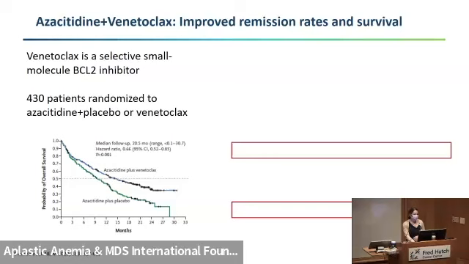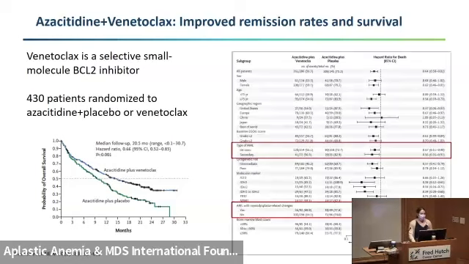So what about azacitidine and venetoclax? This in AML improved remission rates and survival. Venetoclax is a small molecule BCL2 inhibitor. And this was the sort of foundational trial in leukemia where 430 patients who were elderly or had comorbidities with leukemia. This included patients who had secondary disease, who transformed out of MDS or MPN, were randomized to azacitidine, we talked about, with venetoclax, that's a hypomethylating agent, to azacitidine plus placebo. And this is the survival probability.